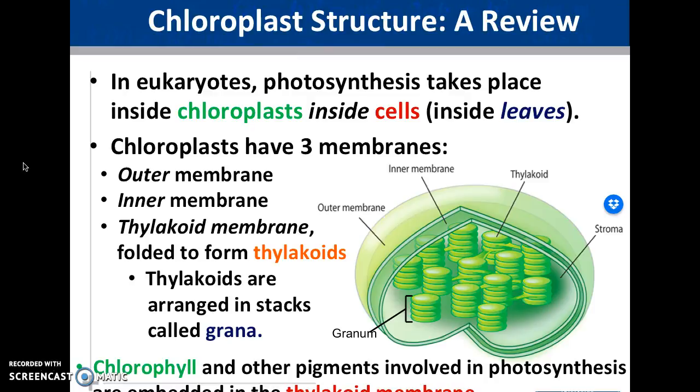Overview of a chloroplast structure. In eukaryotes, photosynthesis takes place inside the chloroplasts, which are inside cells, inside leaves. There are three specific membranes: the outer membrane, the inner membrane, and the thylakoid membrane. The thylakoids are the discs that we see in the image. They are arranged in stacks called grana, and that is specifically where the photosynthesis occurs. Chlorophyll and the other pigments that are involved in photosynthesis are basically embedded in the thylakoid membrane.